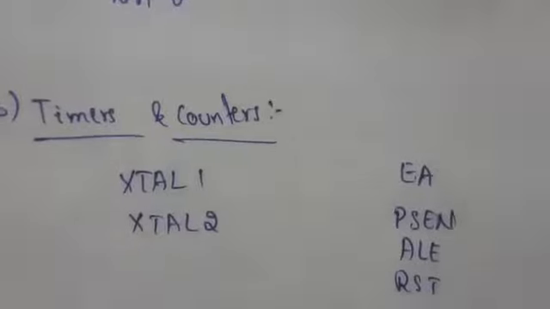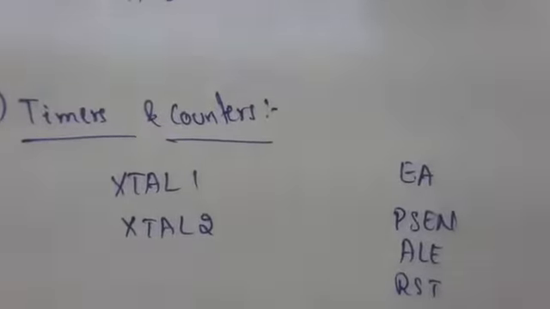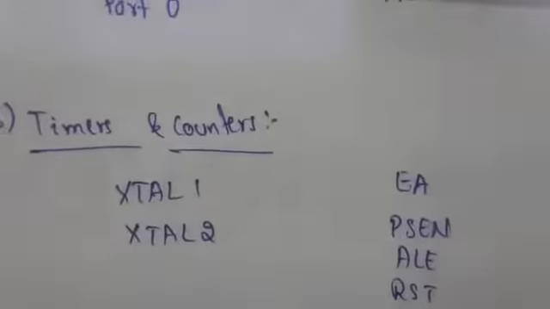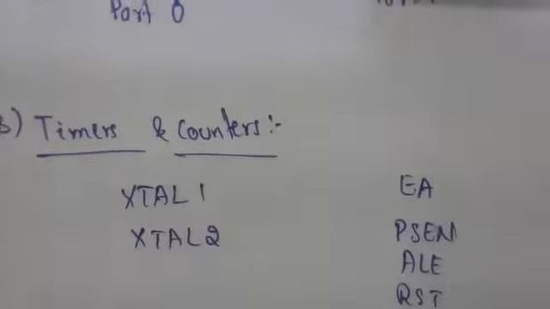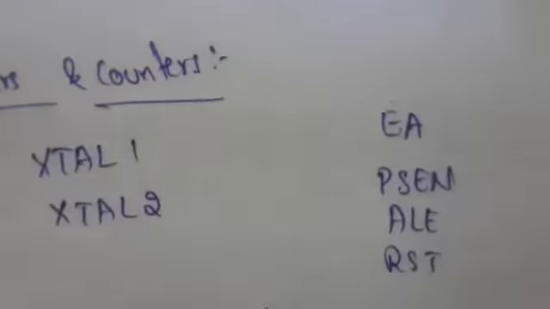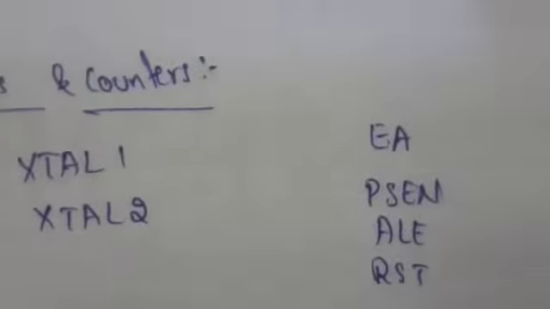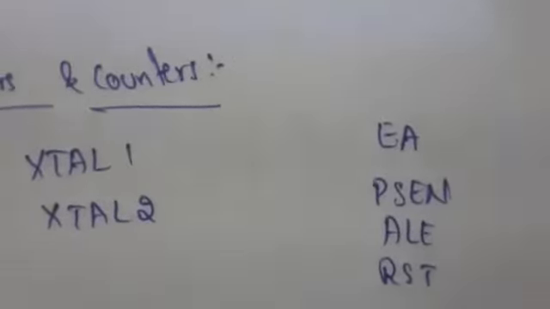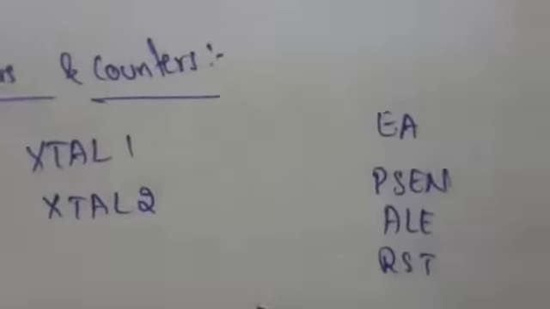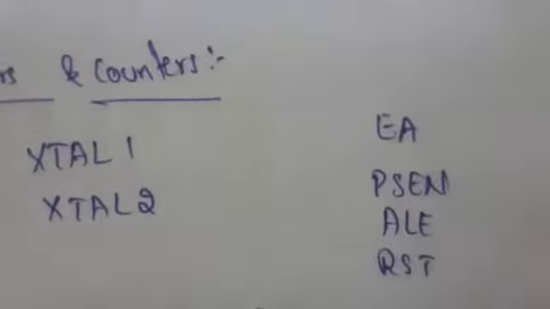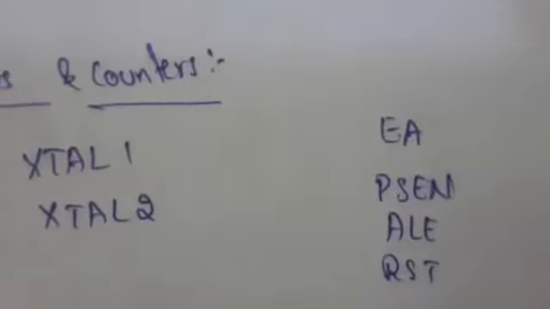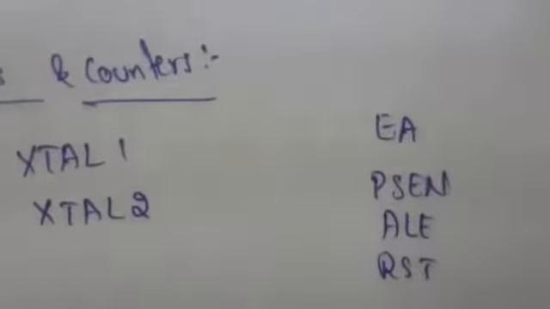Now timers and counters have 4 additional pins, that are EA, PSEN, ALE, RST. EA stands for external enable, PSEN stands for program store enable, ALE stands for address latch enable, and RST is the reset pin. So these are the 4 additional pins.